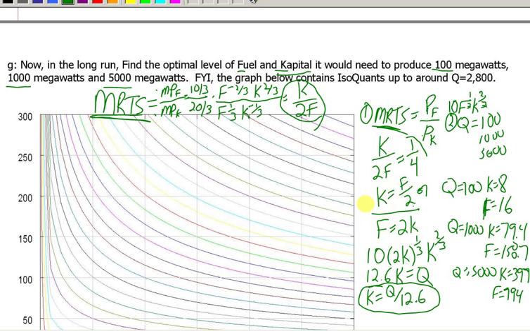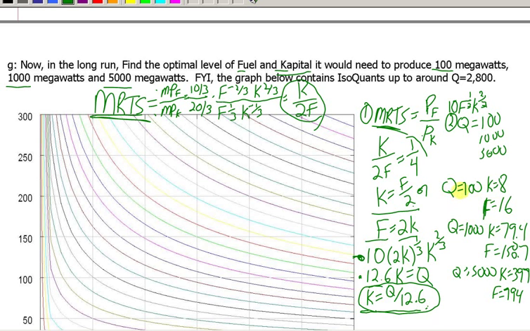And then just substitute one of these two relationships into the production function up here. And so I substituted F equals 2K into the production function right here. And that production function simplified down into 12.6K equals Q, or K is going to be equal to whatever the quantity of output is divided by 12.6. Using that, along with the relationship that we're going to use twice as much fuel as capital, because F equals 2K, we get these three answers.